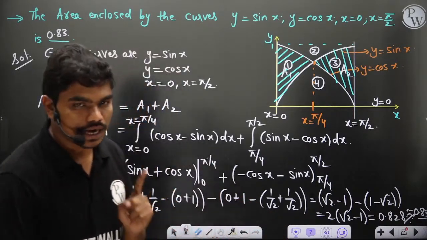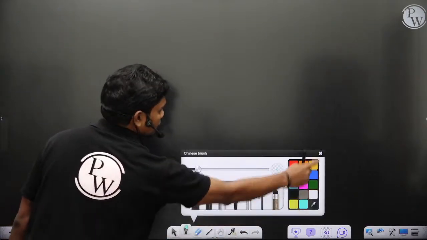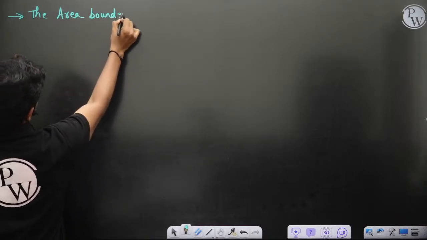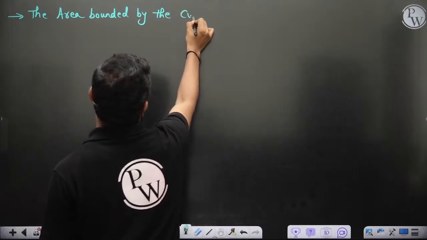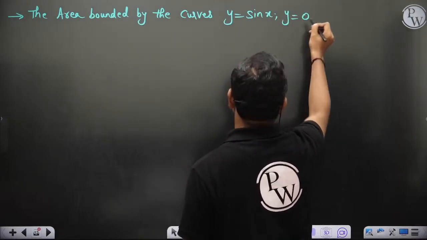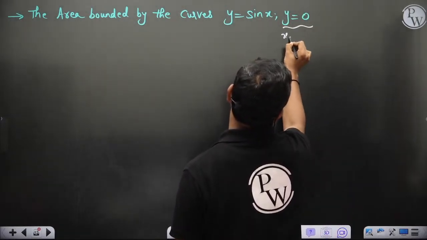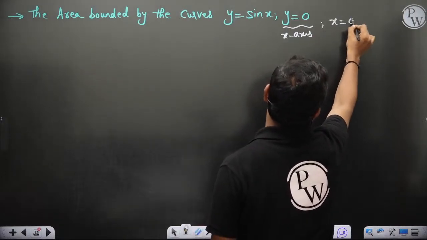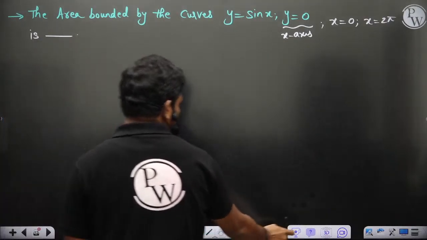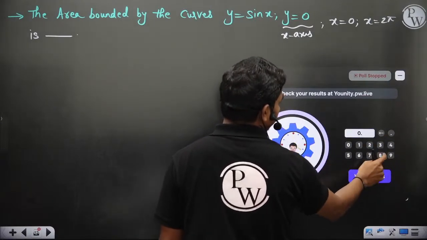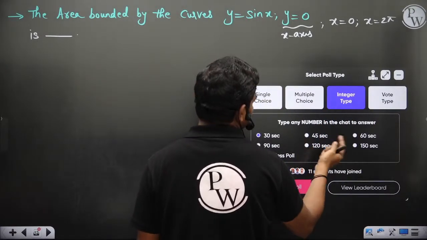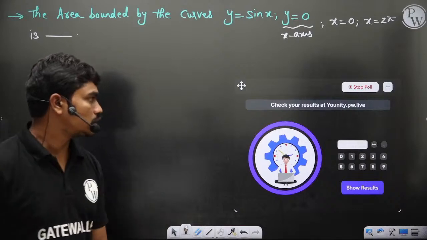I'll give you one more question, one last question, and I'll give you time, so please think about this. The area bounded by the curves y equal to sin x, y is equal to 0, which is basically the x-axis, x is equal to 0, comma x is equal to 2 pi, is dash. Come on, do this question. I'm giving you time actually. For the previous question, 0.83, I think none of you have done it maybe, but that's the way to do that question. Now to solve this question, I'm giving you say 120 seconds. Come on, solve this question quickly.